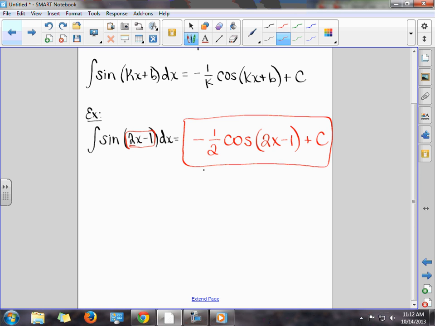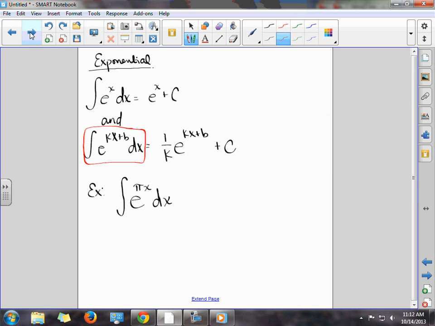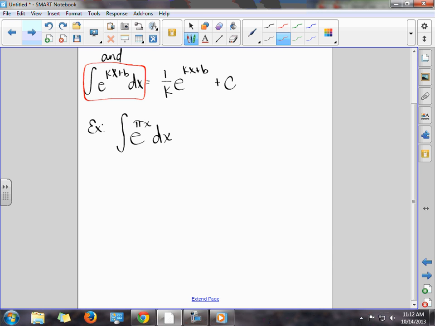I can't clean that up anymore, so that's just my answer right there. Let's try one with e to the x. Here I have e to the pi x dx. This is the same deal. I have a constant in front of my x, multiplied together. So to balance the chain rule, this is going to be 1 over k. My k is just pi. So the answer is 1 over pi times e to the pi x plus c.